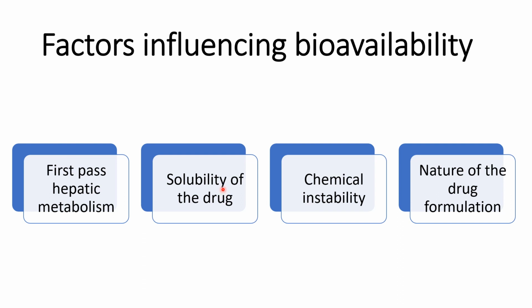For a drug to be absorbed readily, it has to be largely hydrophobic, so it has some solubility in aqueous solutions. Chemical instability: if a drug is chemically unstable, it cannot be available to the circulation readily, such as penicillin G. It is unstable in gastric pH, so it cannot be absorbed properly, and similarly its bioavailability would be reduced. The next factor is the nature of drug formulation, which can affect the bioavailability of a drug.